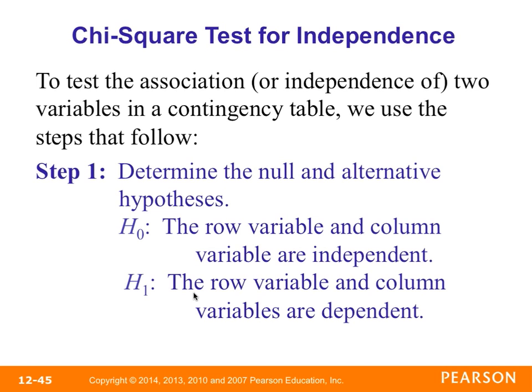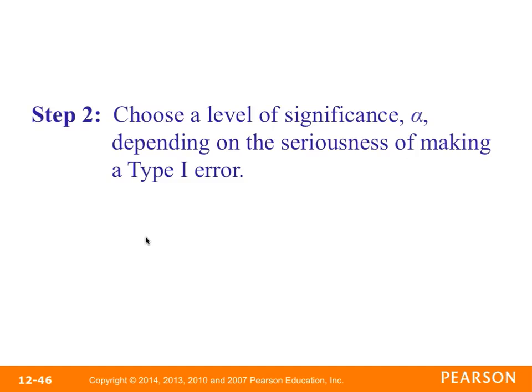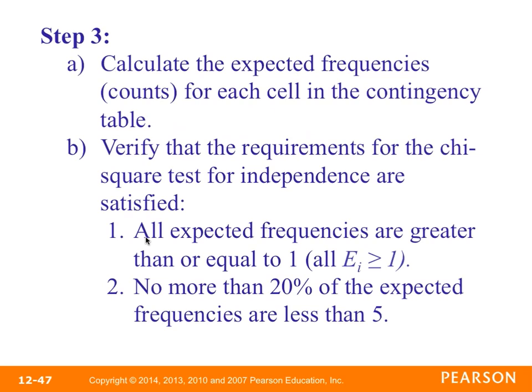So the chi-squared test for independence, in order to test association or independence of two variables in some contingency table, you'll use the following steps. First thing is to determine the null and the alternative hypotheses, and these should be pretty easy. Null hypothesis is that the row and the column variable are independent. Alternative hypothesis is that the row and the column variable are dependent. Step 2 would be to go ahead and choose a level of significance, which is alpha, depending on the seriousness of making a type 1 error. This is normally given in the problem.